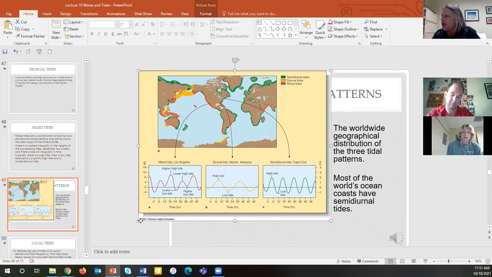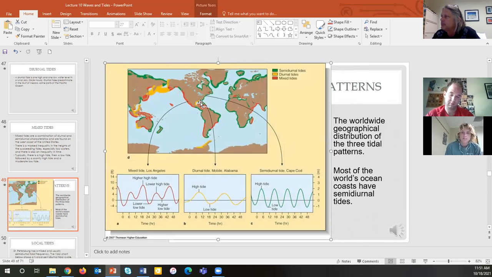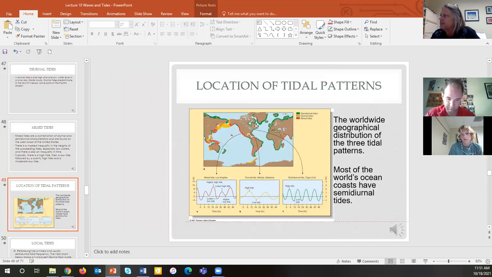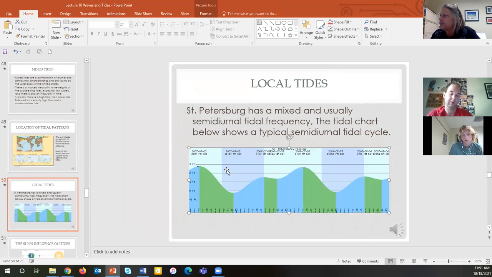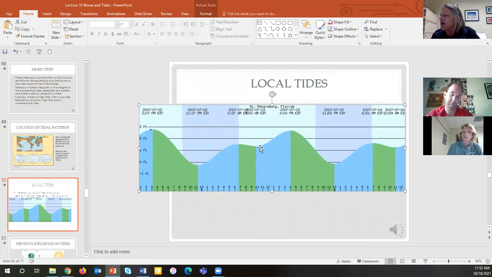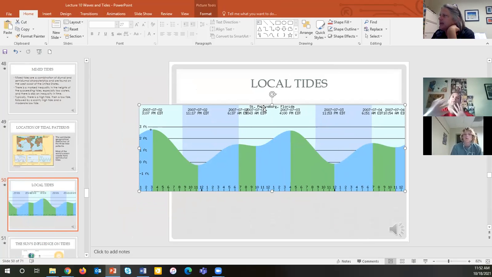You can see our area, you get mixed. The West Coast. The Atlantic side, semi-diurnal. You get diurnal in these particular areas, mixed, semi-diurnal. So here's a tidal chart taken from the St. Pete Times. High, low, high, low. That's a mixed tide. Two highs, two lows, different heights.